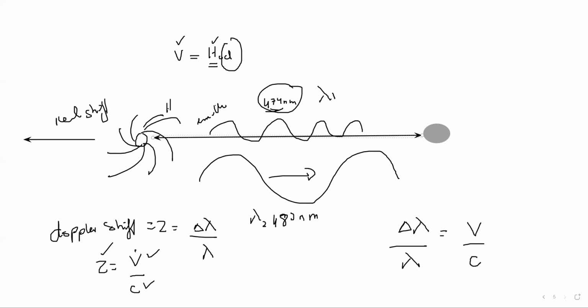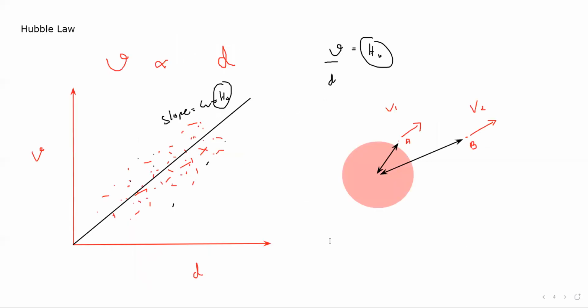And the approximate value for the Hubble constant is about 70 kilometers per second per megaparsec. This will be the value of h naught. And the reciprocal of the Hubble constant will give us the age of the universe.